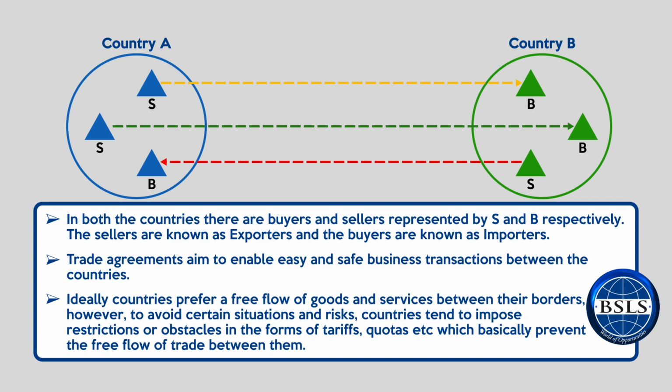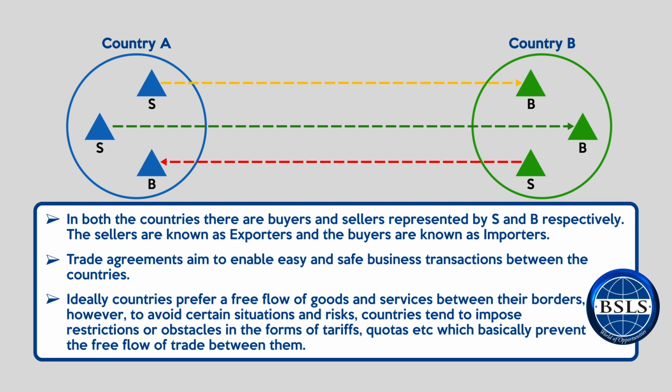A free trade agreement enables the countries to abolish the trade restrictions in the form of tariffs and quotas applicable on the products being traded between them. On the other hand, a preferential trade agreement does not allow the countries to abolish the restrictions, however, enables them to lower the tariffs or quotas as applicable on the products that are being traded.